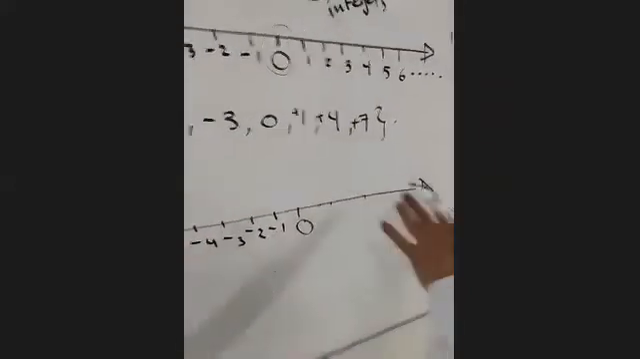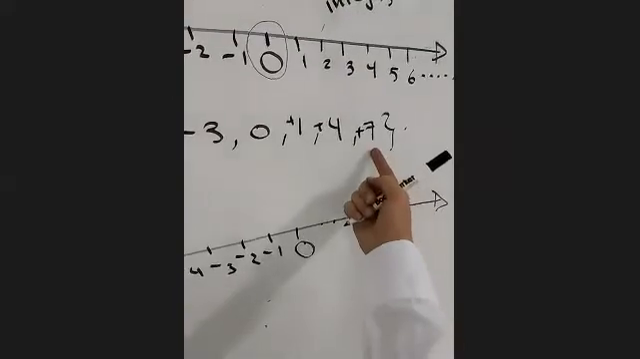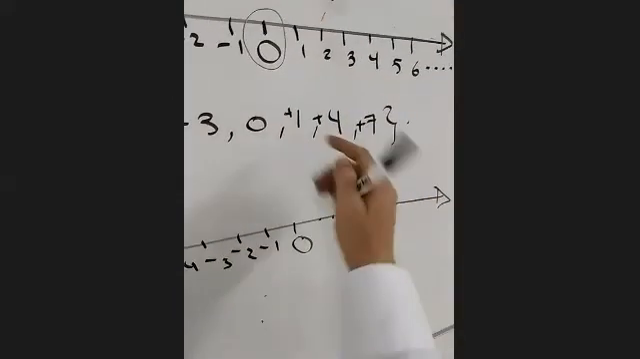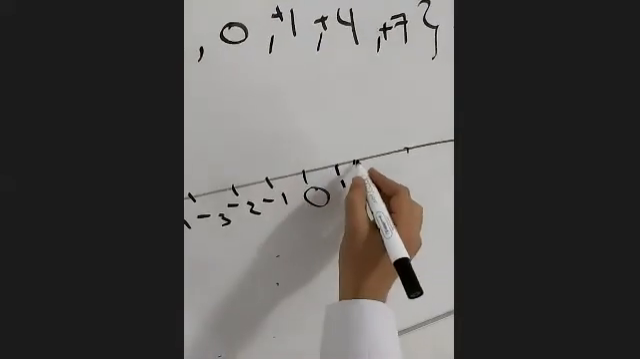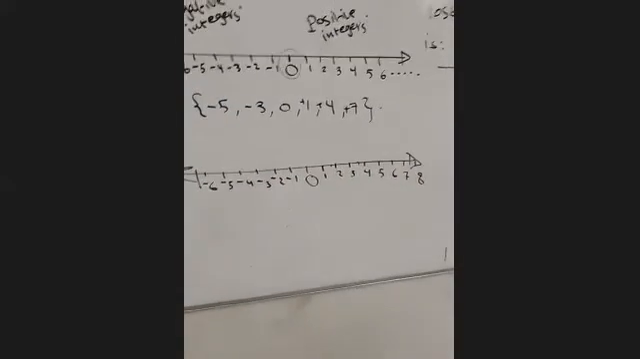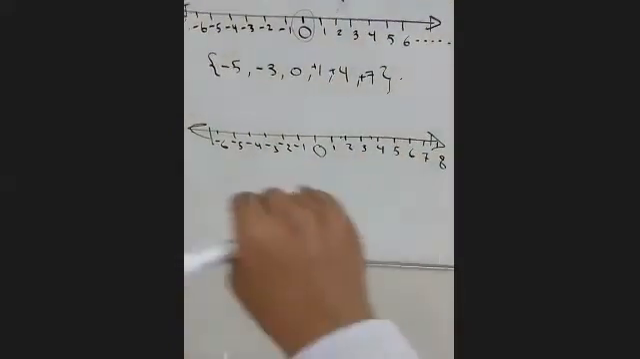So here I'll put numbers until I include what? The 7. If I include the 7, I already included 4. So 1, 2, 3, 4, 5, 6, 7, and add one more like 8. Here the positive, here the negative.